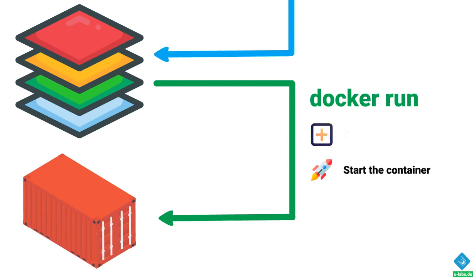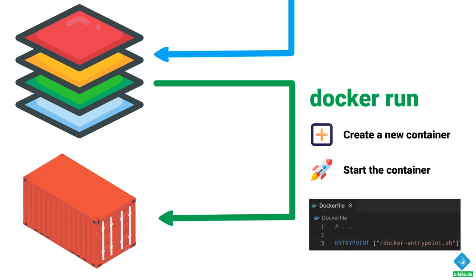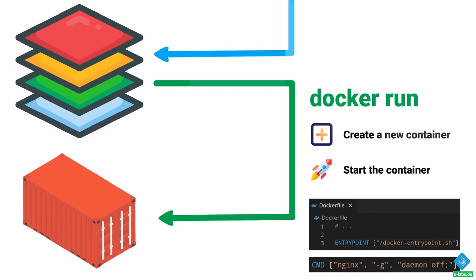It will first create the container and then start it from the entry point. The entry point is defined in the Dockerfile and defines a script or a command which should be started when the container starts. In our example, this is the Nginx web server.